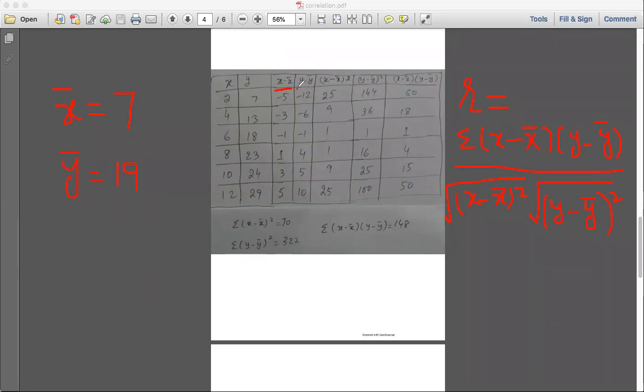Similarly, we can easily find y minus y bar. And how can we find? This is also very easy. These are the values of y. And what is the value of y bar? That mean is 19. Subtract करें and you can easily find out.